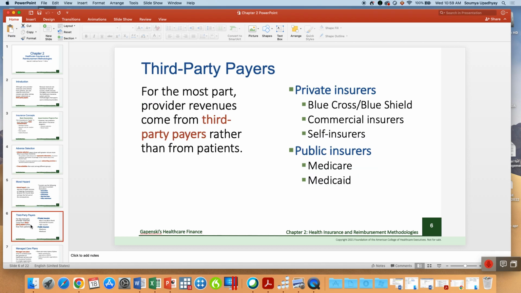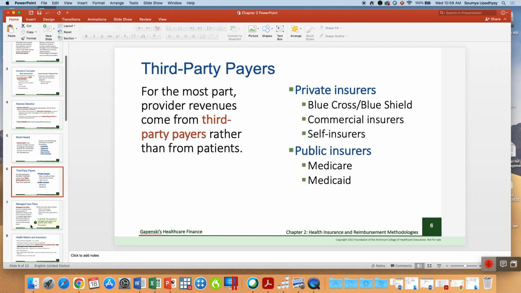For the most part, provider revenues come from third-party payers rather than from patients. Patients don't pay out of pocket much. They have some kind of insurance, particularly in the United States. Some private insurers are Blue Cross Blue Shield, commercial insurers, and self-insurers, and public insurers, like I told you before, are Medicare and Medicaid. All of them together are known as third-party payers.